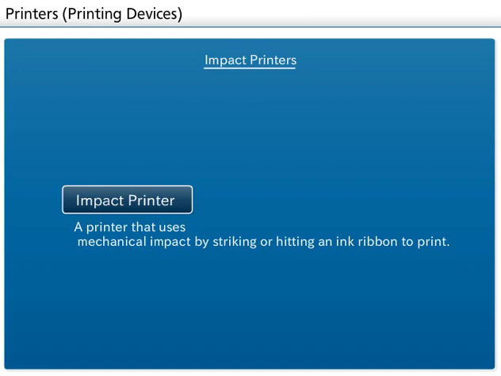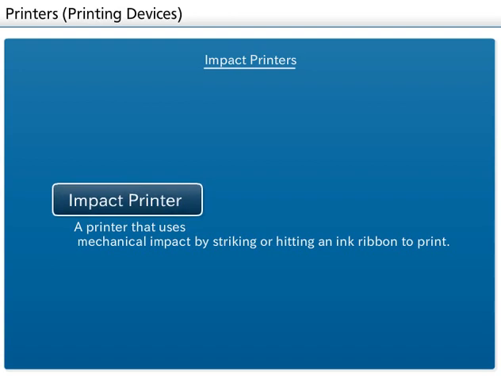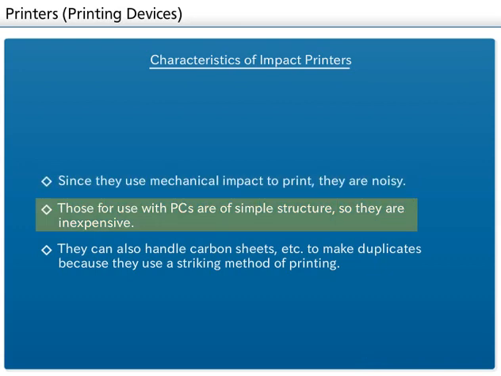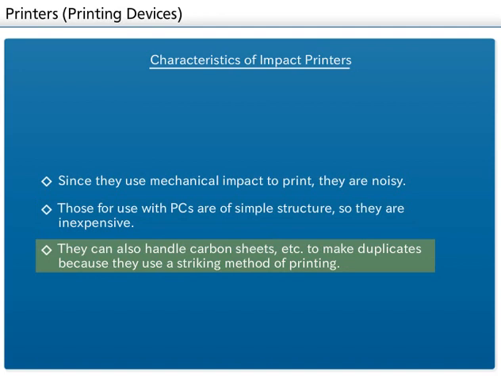One, impact printers. A printer that uses mechanical impact by striking or hitting an ink ribbon to print is an impact printer. Since impact printers use mechanical impact to print, they are noisy. However, those for use with PCs are of simple structure, so they are inexpensive. They also have the characteristic of being able to handle carbon sheets, etc., to make duplicates, 5 to 6 pages.